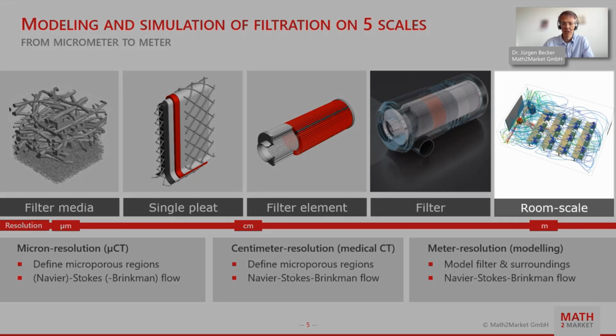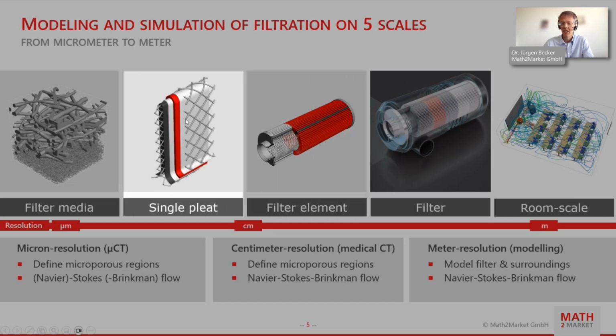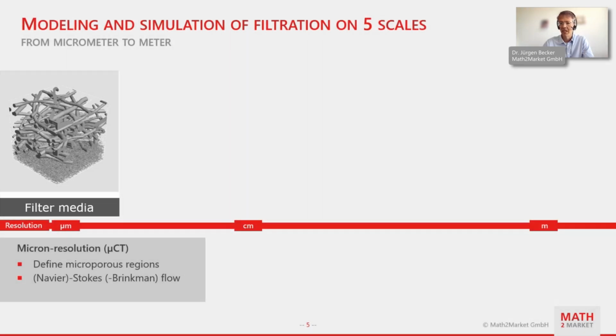In filtration, we have to consider different length scales. If you have a filter positioned somewhere in a classroom, the aerosols need to get to the filter at all for the filter to take an effect. If you look at the filter, you have tubes and housing. And if you go down in scale, you can have a look at the element or just at a single pleat of the element. And finally, you end up with the filter media, which is the scale where the particles are captured and which decides eventually on the efficiency of the filter. And this is the scale that we will consider today in this seminar.